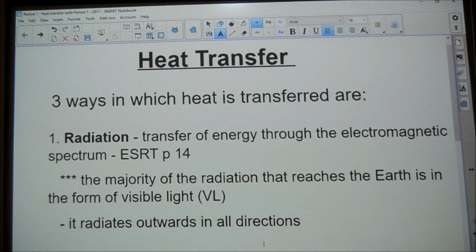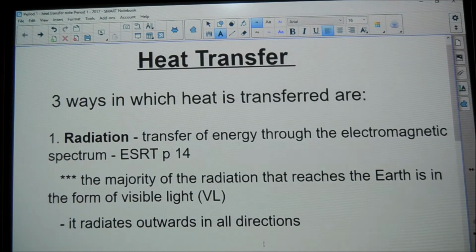Radio waves, X-rays, gamma rays, infrared waves, visible light rays, all those are radiation. So when the sun is out, it's radiating. The lights inside, it's radiating. Your body is radiating heat off. Alright, so that's all types of radiation. The majority of the radiation that reaches the earth is in the form of visible light. Radiation actually radiates out in all directions, so 360 degrees.